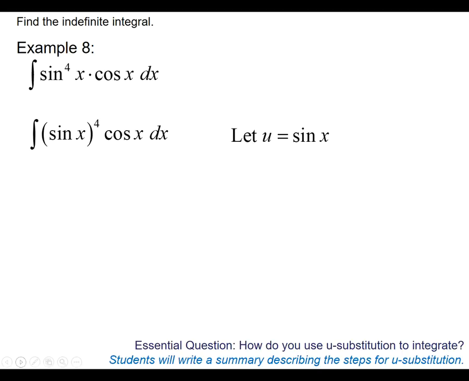Let's see, the derivative of u is du. What's the derivative of sin x? Cosine x dx. Isn't that handy? We have a cosine x dx in there. Let's sub in what's going in for the sin x part, u. What's going in for the cosine x dx part? Perfect. That looks way better than it did before. Now what do we have to do? Add one to the exponent, and you get u to the 5th over 5 plus C.